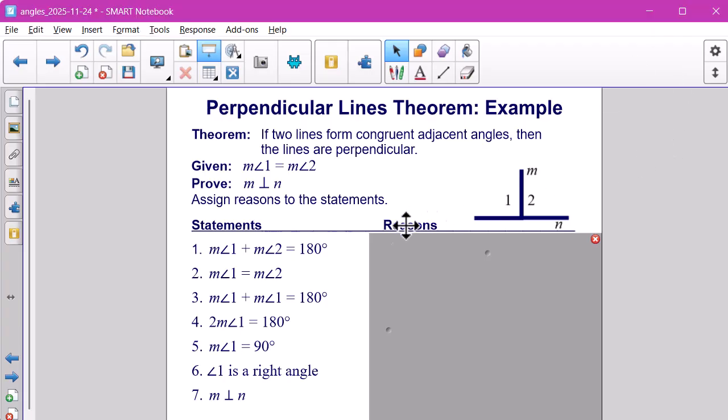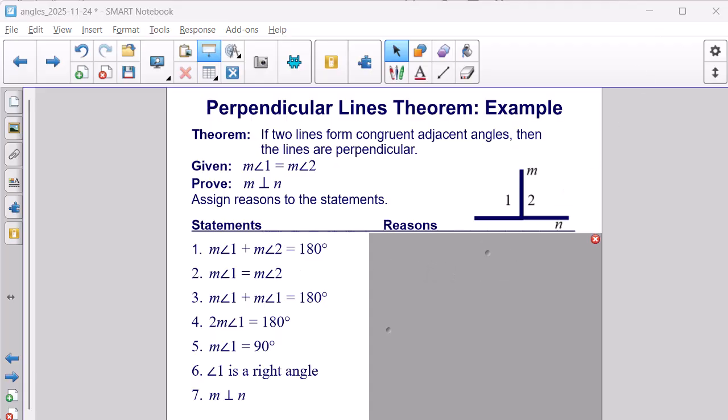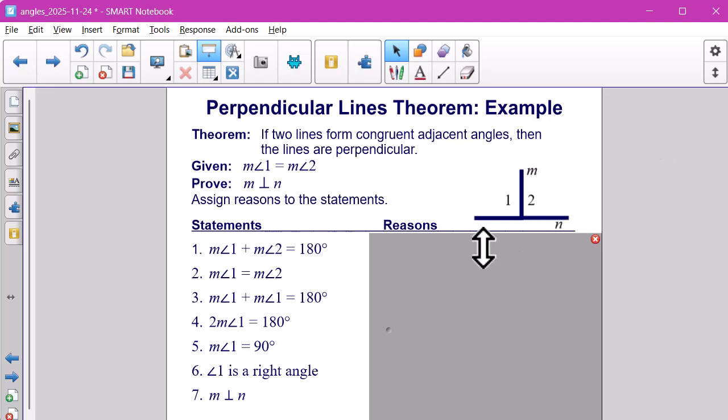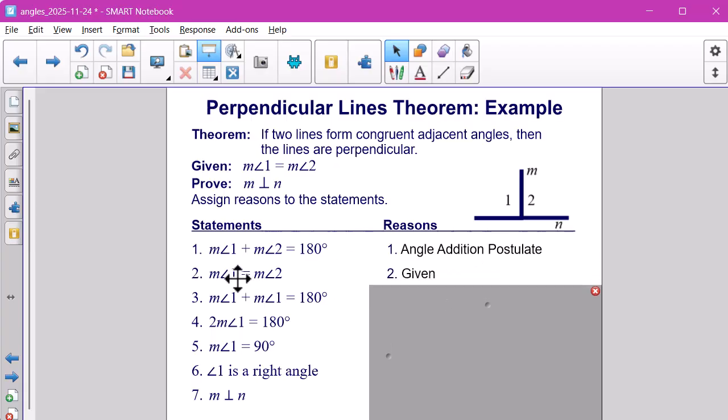Let's begin with our first statement. We have the measure of angle 1 plus the measure of angle 2 is equal to 180 degrees. We can say that based on the angle addition postulate. Then we have the measure of angle 1 is equal to the measure of angle 2. That's given to us.